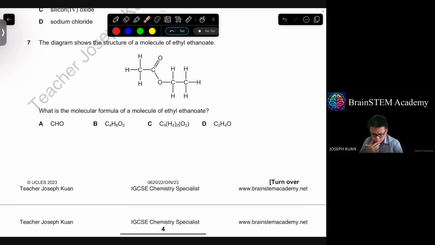Next, the diagram shows the structure of a molecule of ethyl ethanoate. What is the molecular formula of a molecule of ethyl ethanoate? So ethyl, this is ethanoate. So the molecular formula is just condensing everything by how many carbons are there. It's 4 carbons. How many hydrogens are there? There's 8 hydrogen in total. There's 2 oxygen in total. So B is the answer.